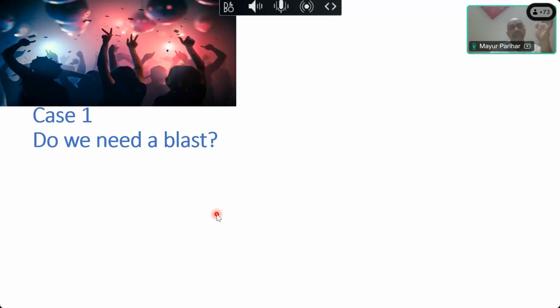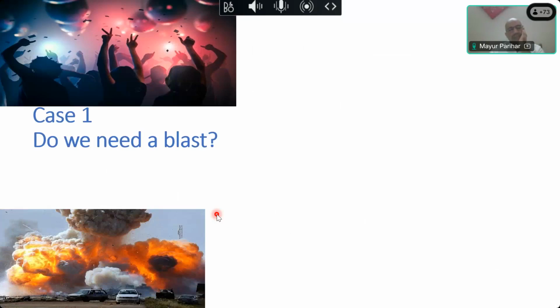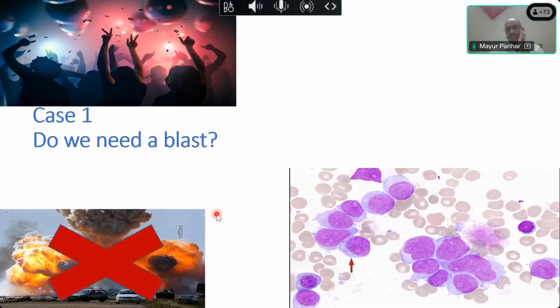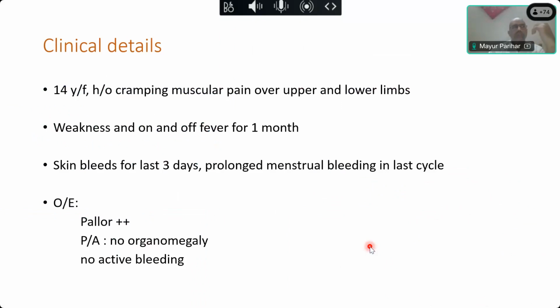Of course, this is the blast we always want to have. This is the kind of blast we wouldn't love to have, and our life as pathologists usually deals with these kinds of blasts that we see on a day-to-day basis. So let me show you with an example.